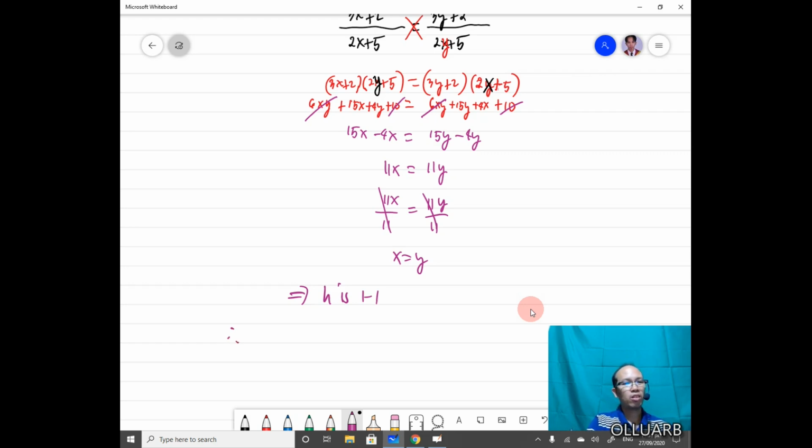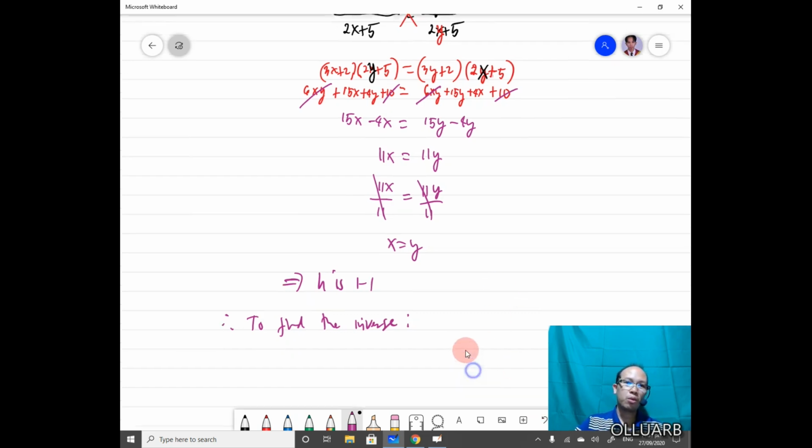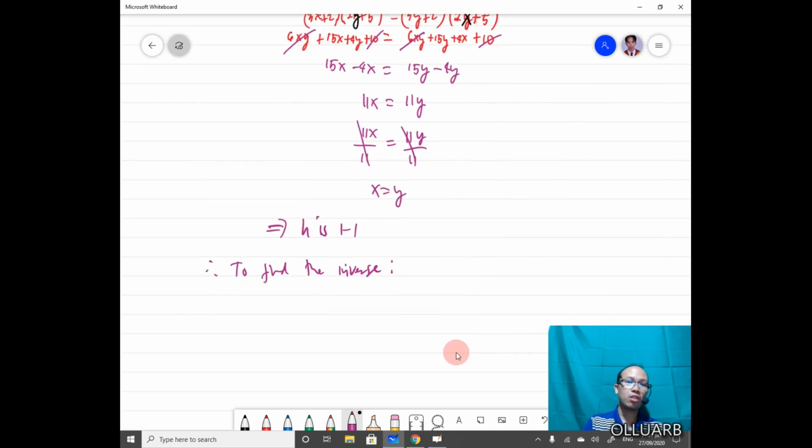Therefore, to find the inverse, as I've said, you have to interchange the rule of x and y, then solve for y in terms of x. So first, copy the problem. Our problem is this one, 3x plus 2 over 2x plus 5. Copy the problem.